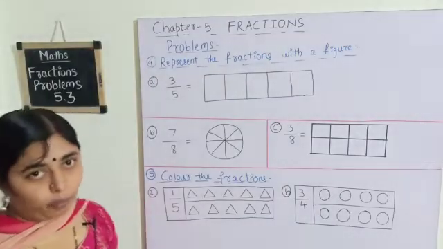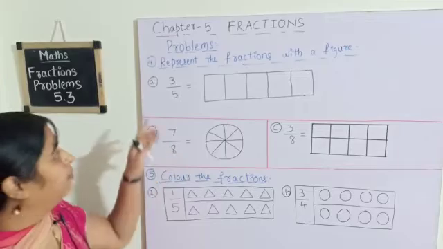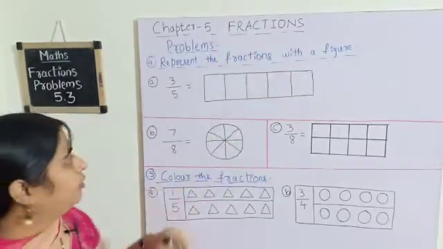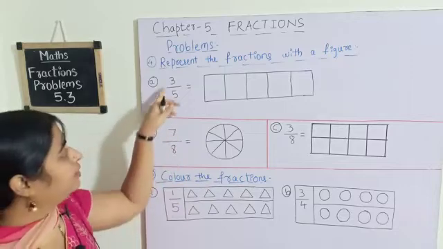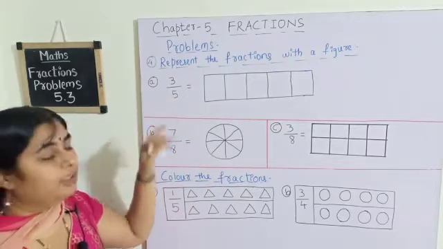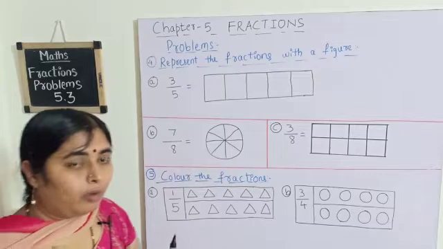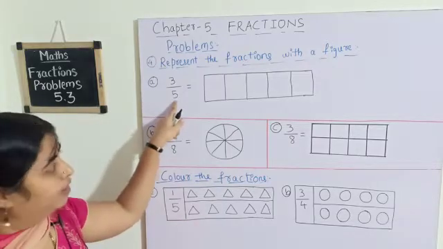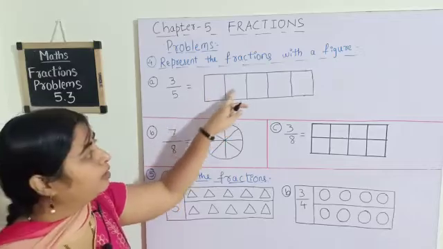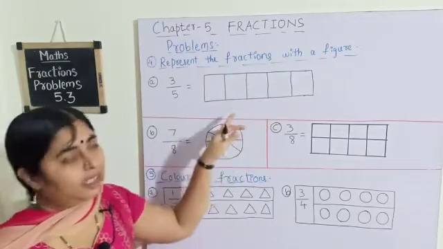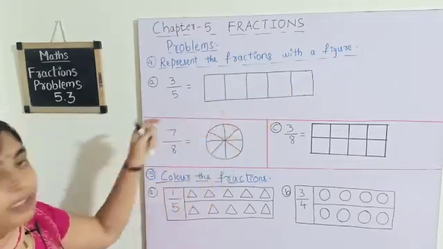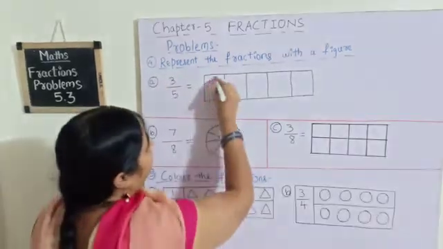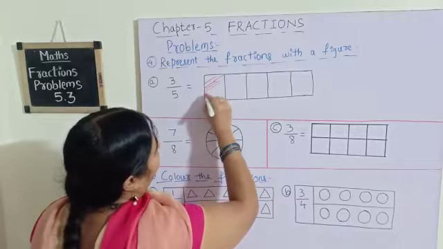Now let's see some more examples. See the next example. Represent the fractions with a figure. What have they given? 3/5 they have given. So we have to take a whole thing, and how many pieces do we have to cut? 5 pieces we have to cut. See, I have cut a whole rectangle into 1, 2, 3, 4, 5 pieces. So how many parts do I have to select? 3 parts.